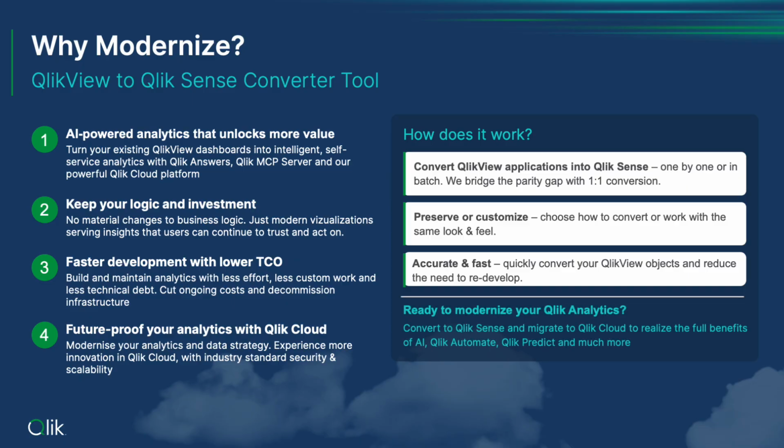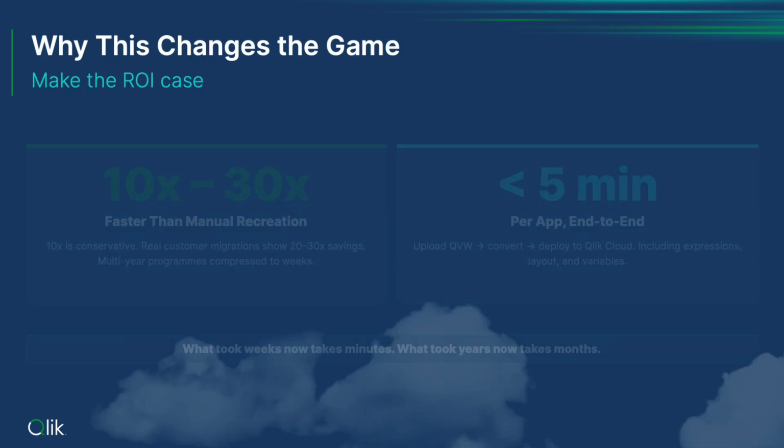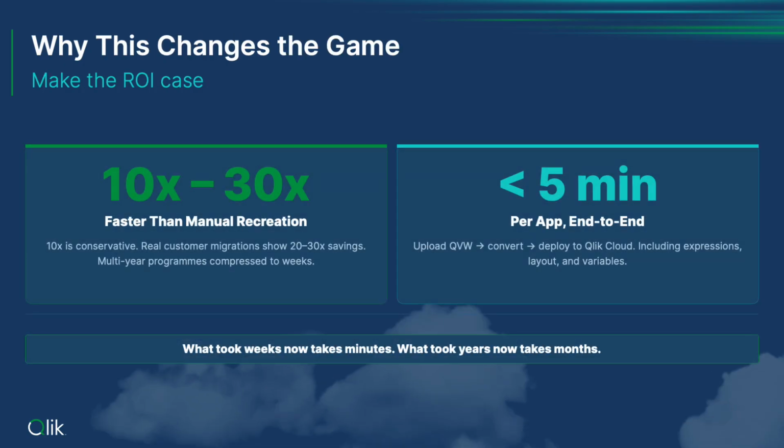Yeah, the speed is what I'm most impressed with because I've done this manually before and it took a while. So this is just amazing. Yeah, it is. And we're seeing a 10 to 30 times reduction in time. 10 times is conservative. What we've seen with real customer migrations is higher than that, up to 20 to 30 times savings. That's less than 5 minutes per app, end to end.